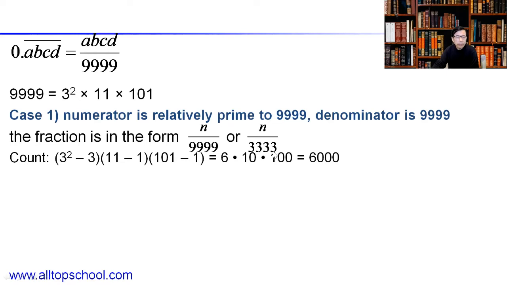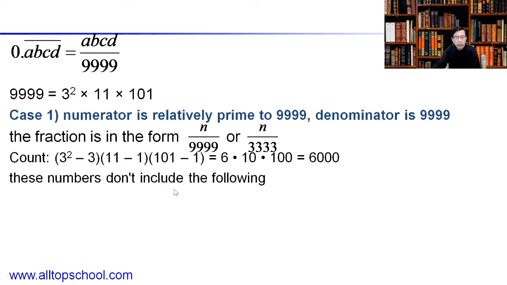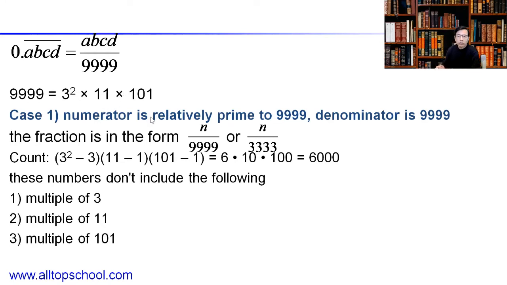And certainly it could be in this form. Okay, and that's the first case. We get the numerator relatively prime to this 9,999. We get 6,000 of them. These numbers certainly don't include the following: multiples of 3, multiples of 11, and multiples of 101. So do these still qualify as part of the counting? Certainly, as long as the fraction is reduced, we're going to include them.